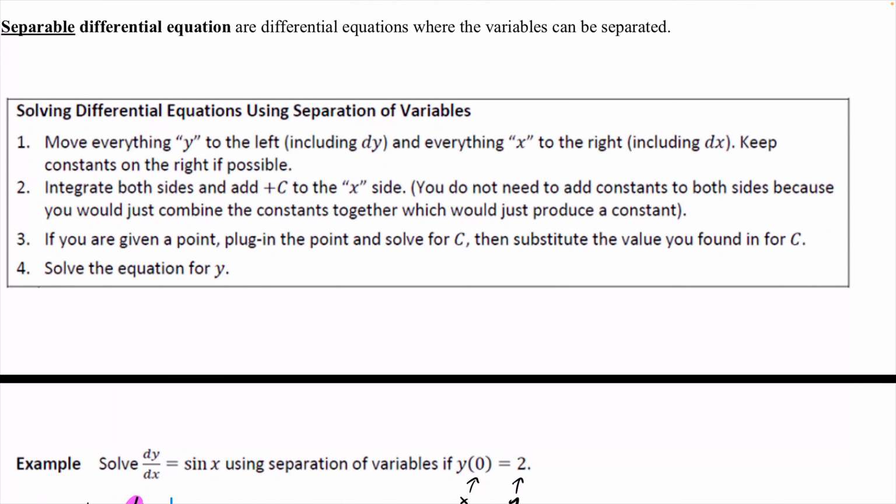Everything with a y goes to the left. Everything with an x goes to the right. If it doesn't have an x or a y, it stays on the right. Integrate, antiderivative, both sides. Put a c on the right side. Plug in a point if you're given a point. If not, don't. And then number 4, solve for y.